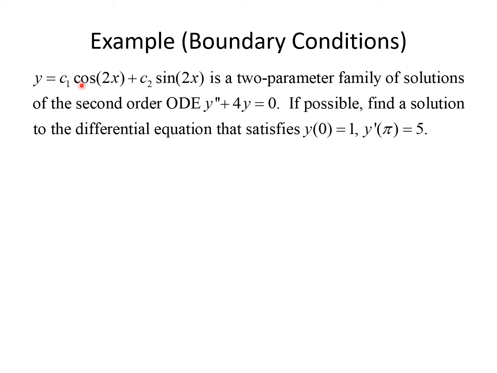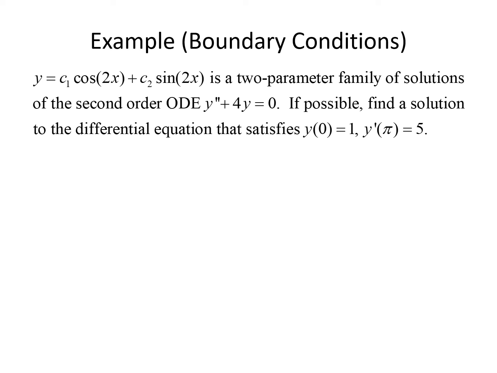So we're told that y equals c1 cosine of 2x plus c2 sine of 2x is a two-parameter family of solutions for the second order ODE y double prime plus 4y is equal to 0. If possible, find a solution to the differential equation that satisfies the boundary conditions y of 0 equals 1, y prime of pi equals 5. So just like we did with the initial value problems, we're going to take those two constraints, and we're going to apply them to our solution to see if we can figure out what c1 and c2 are.